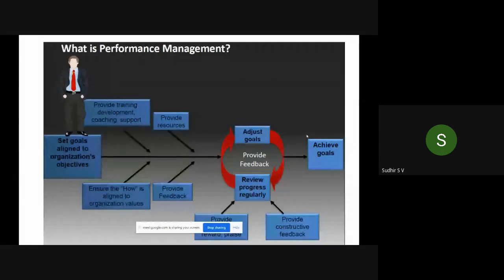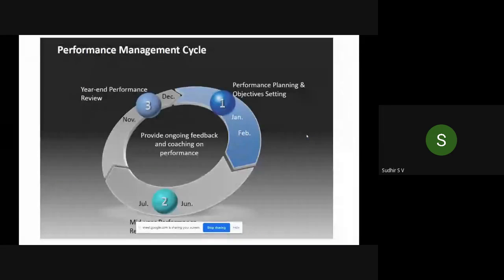Now let me move on to the cycle. How does it actually happen? Let's say we are in a January to December cycle. If it's a January to December cycle, on the 1st of January, objective setting should have already happened. The employee clearly knows what he needs to achieve. Once again, this happens through discussions. Typically in companies, in the month of December itself, the employee and the manager sit together and discuss what this employee needs to achieve.